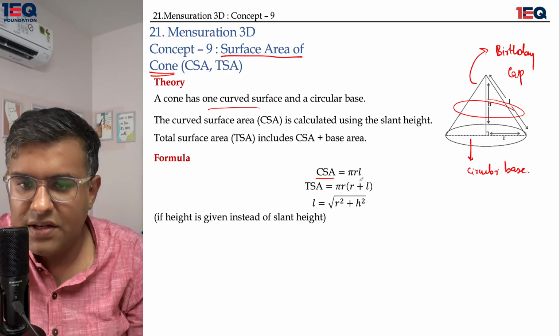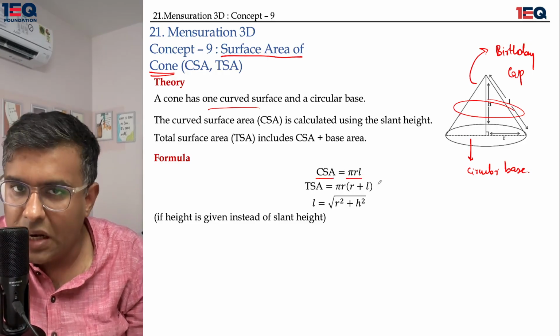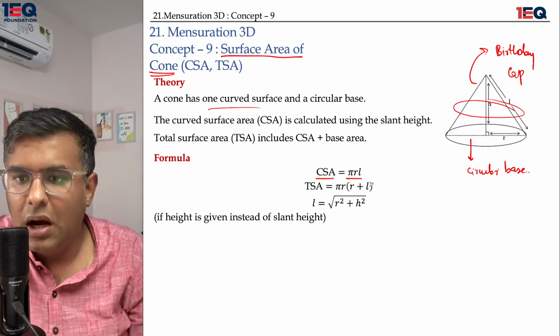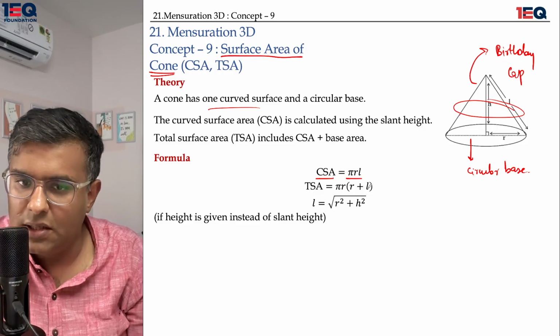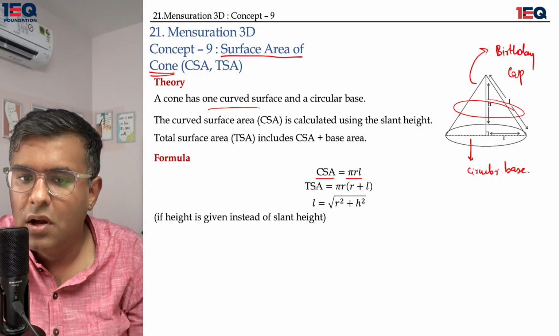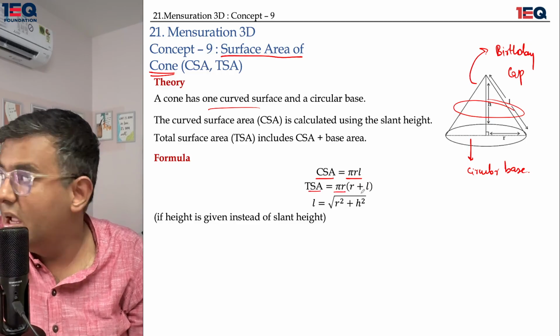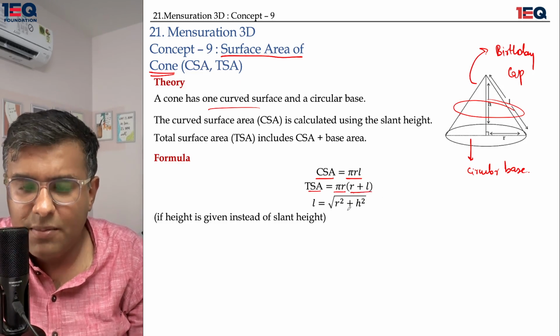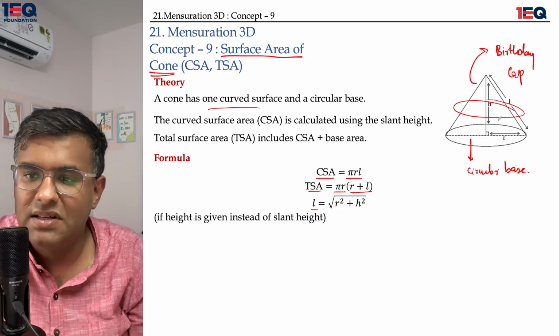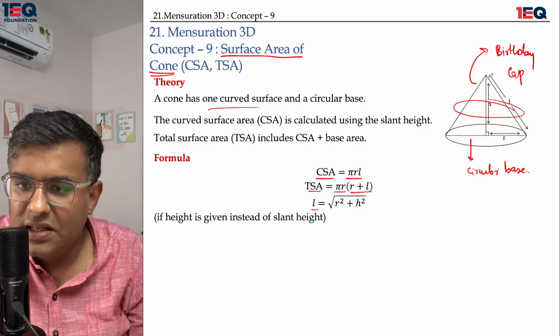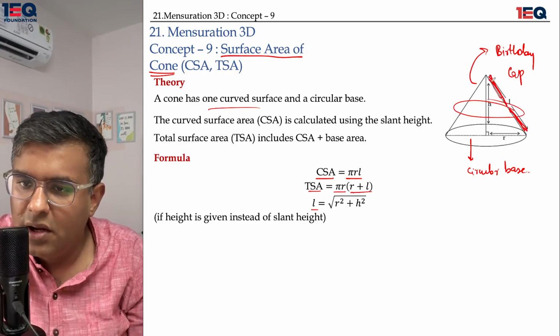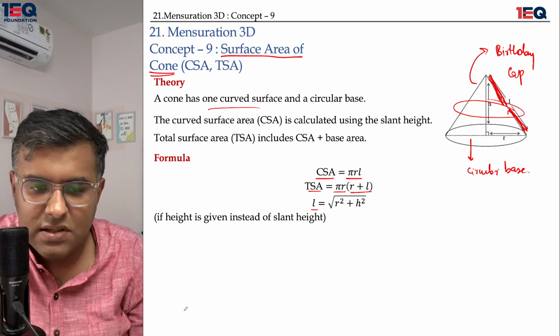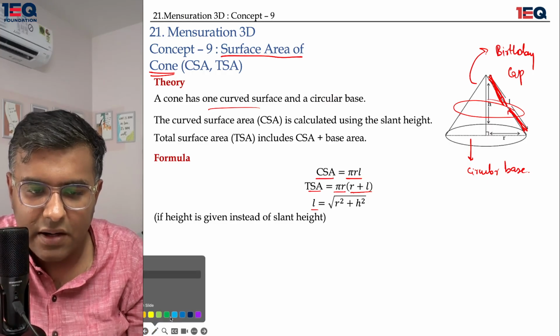I'll straight away take you to the formula. The curved surface area of a cone is pi r l. As simple as that. The total surface area of a cone is pi r multiplied by l plus r, where l is nothing but the slant height. This thing which I have done in bold red, in dark red, is something which is called slant height.